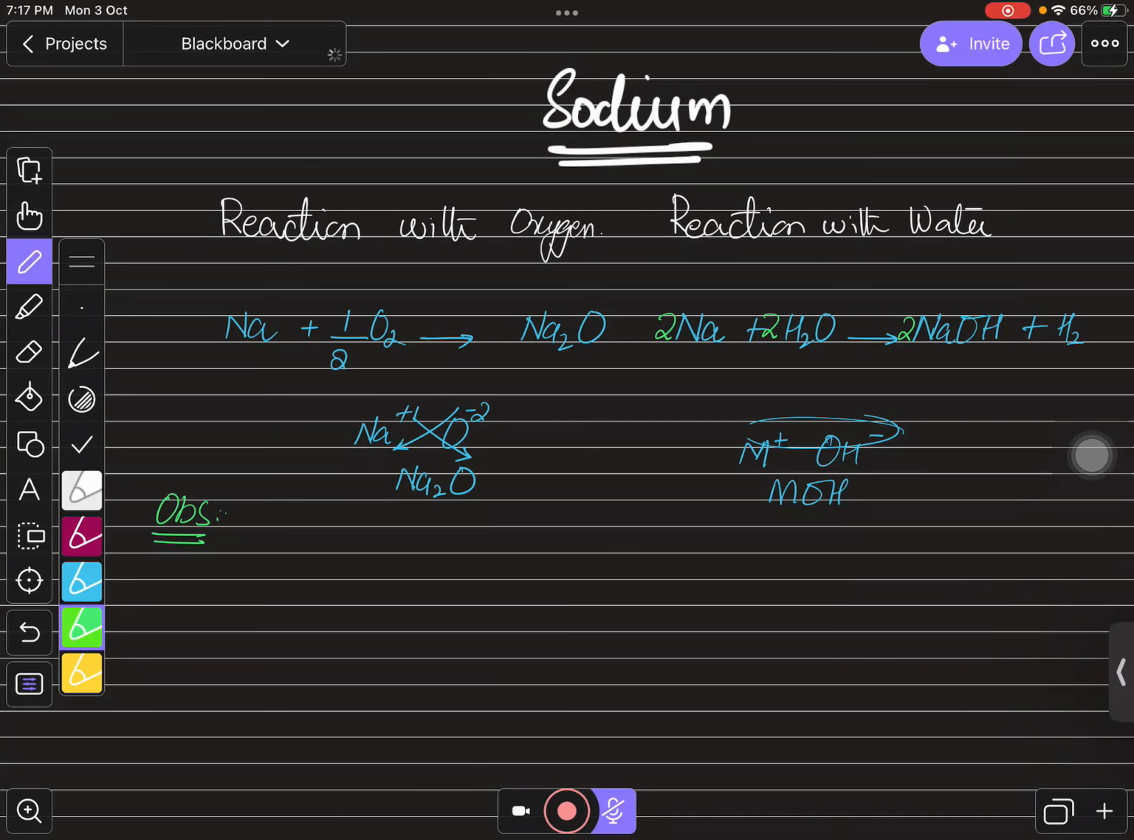So you can say that orange flame is one of the observations of this reaction. Orange flame, right? Sodium oxide is actually a white crystalline solid. You can even say that white solid forms. So you can write the observations of this reaction like this.